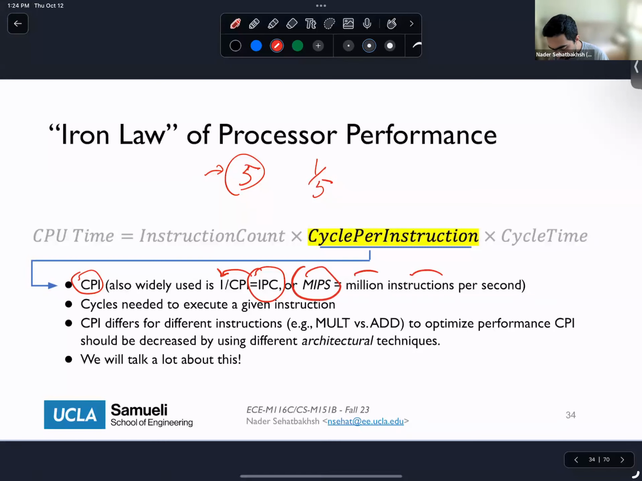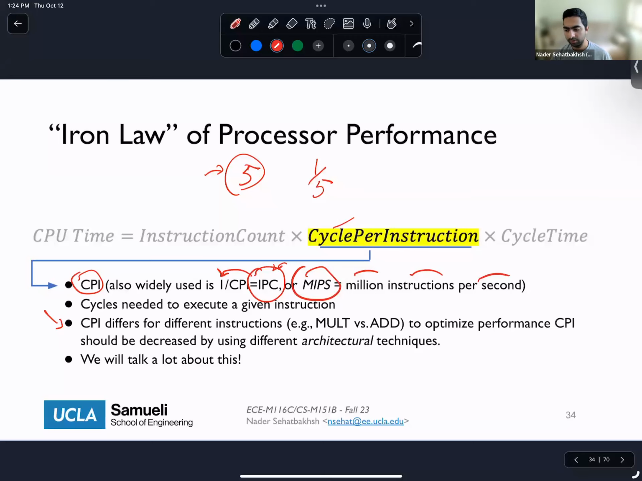Another metric that we use is MIPS. MIPS is million instructions per second, again, similar to IPC, but generally the idea of cycle per instruction is how much time do I spend per instruction, right? So what you want to do is you want to reduce this CPI, okay? So you want to reduce the CPI, and you want to design your processor such that the cycle per instruction is as less as possible.